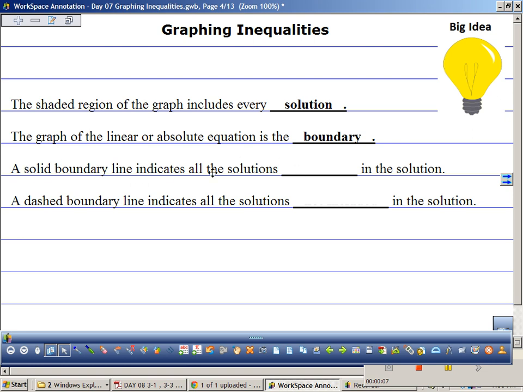A solid boundary line indicates all the solutions that are included in the solution. And then a dashed boundary line indicates all the solutions that are not included. Good. Excluded. Yes, you could write excluded.